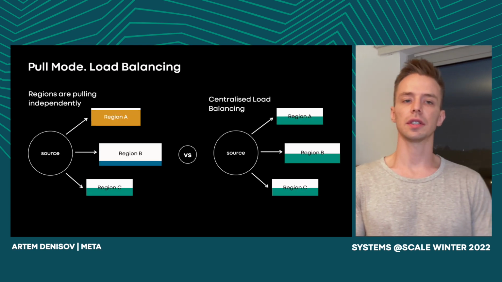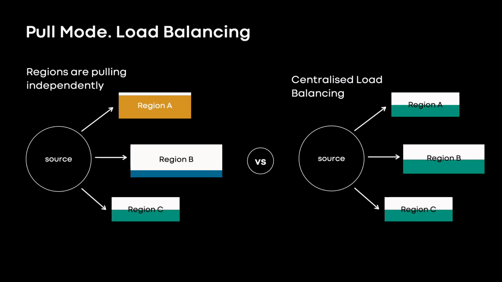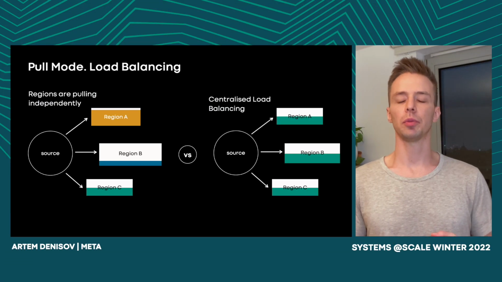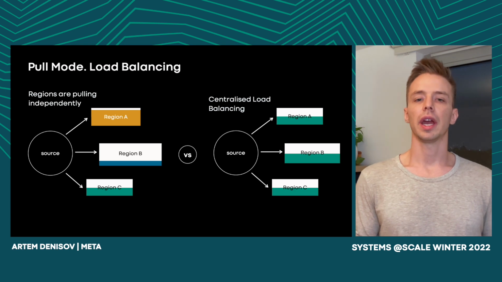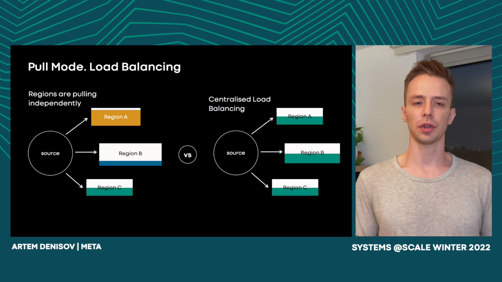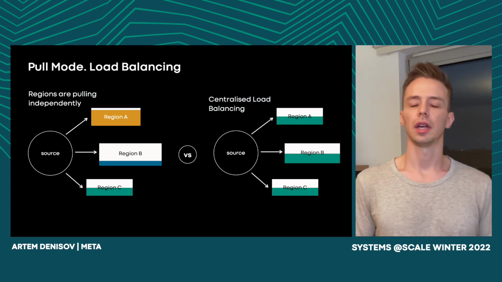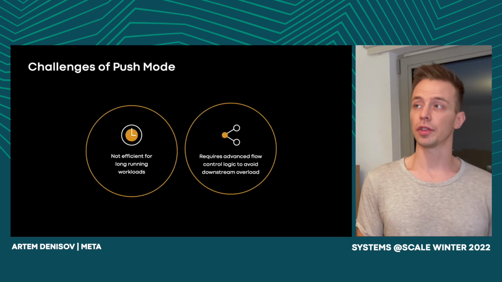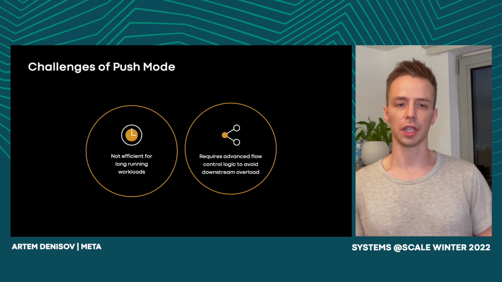And the last issue is load balancing. When we are running in a multi-region environment where different data centers are pulling data from a single queue, it's quite hard to control the speed at which each region is pulling the data, and it's quite hard to make them utilized equally. At the same time, if we are pushing data from a central place, it becomes way easier for us to control the relative load in each region and make sure that they're utilized uniformly. These are the advantages of the push mode against the pull mode that we used before.